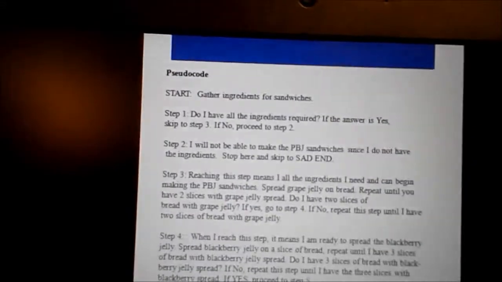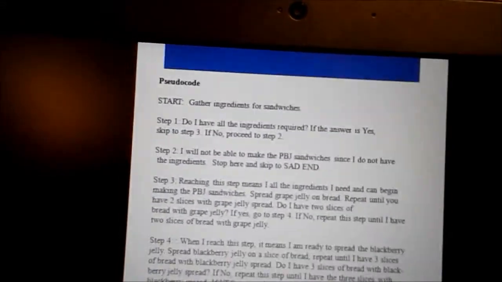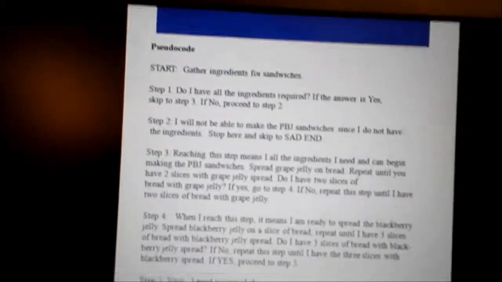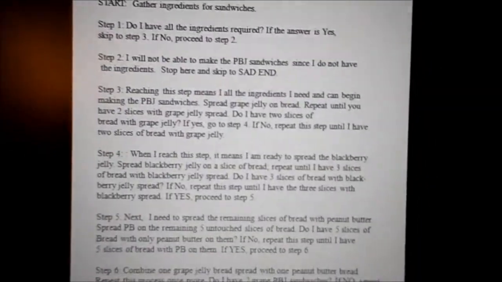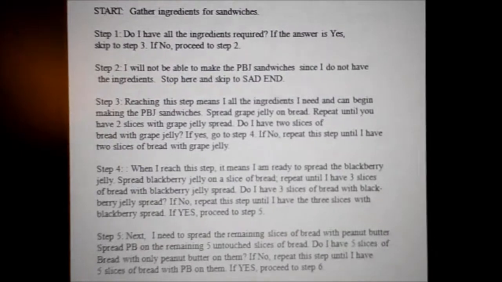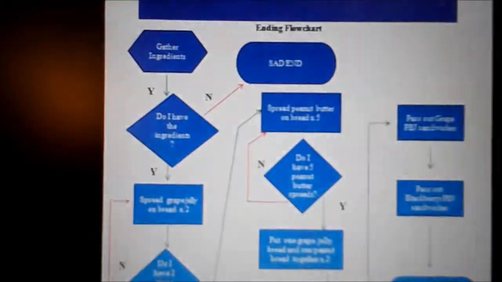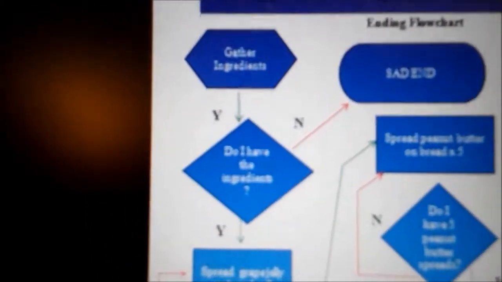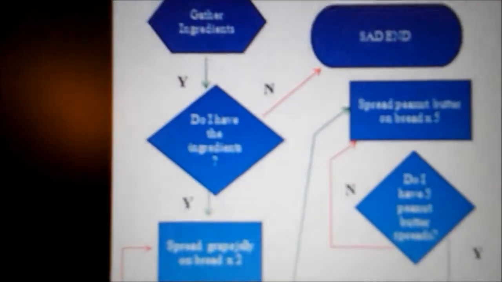Okay, on step 3, if we go to that step, it means we actually have the ingredients and that we can continue on to make all the sandwiches. What I'm going to do is kind of bump you through it and go to the chart itself. And it might be hard to see, but there it is. We're going to gather the ingredients, like I said.